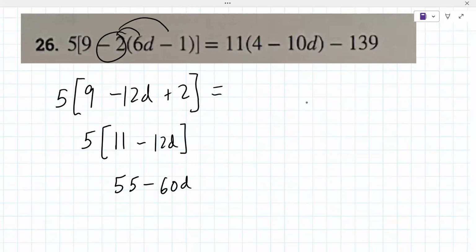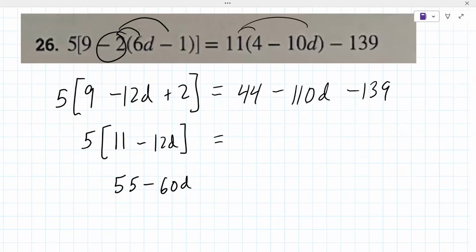So let's keep going here on the right. Distributing that 11 in. 44 minus 110b minus 139.